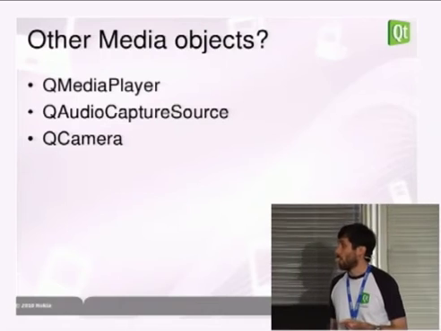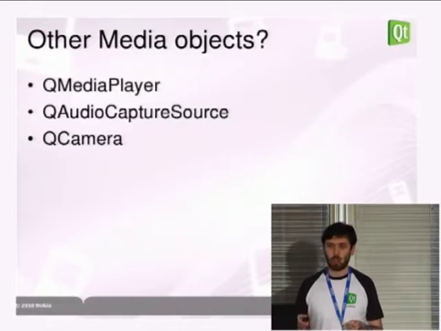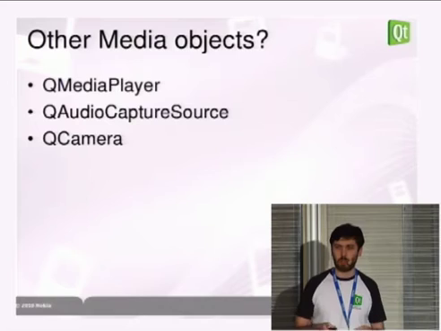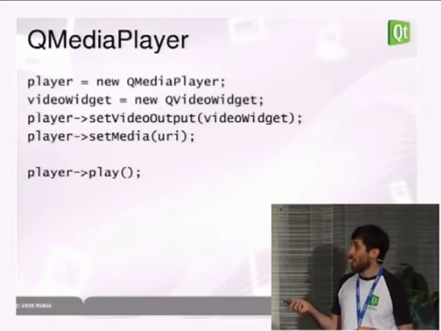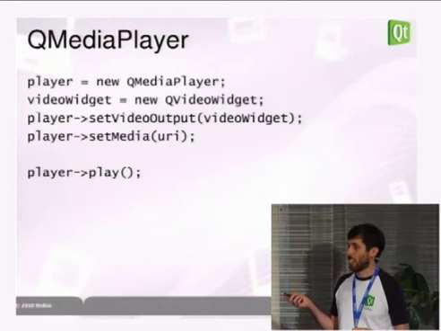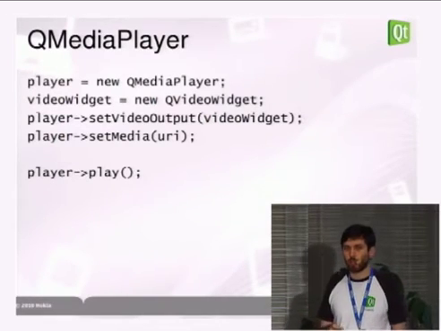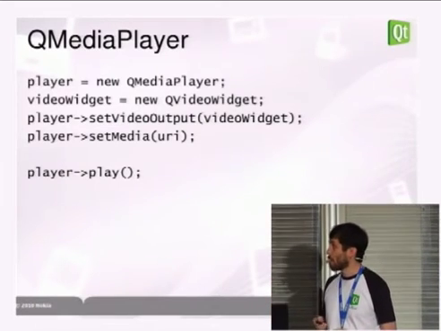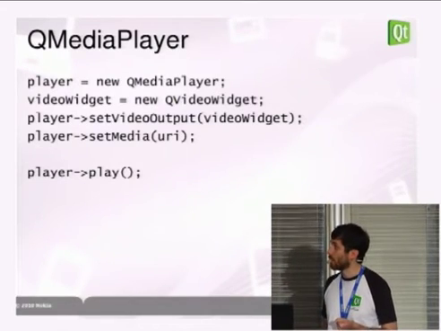And other media objects: it's QMediaPlayer for media playback, QAudioCaptureSource for audio recording, and QCamera. Well, it's obvious. And in the case of QMediaPlayer, it's very similar. We try to keep it the same and consistent between those APIs, so it should be quite easy to use. And here we have another helper object, QVideoWidget. So we are setting the video output to this widget and starting playback.